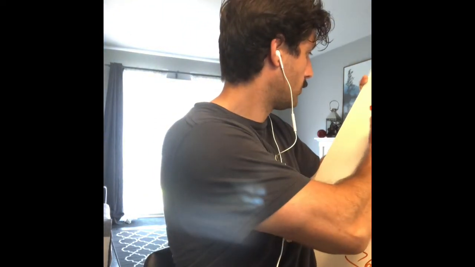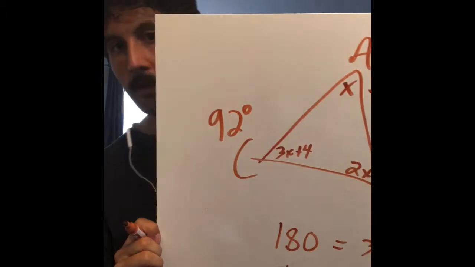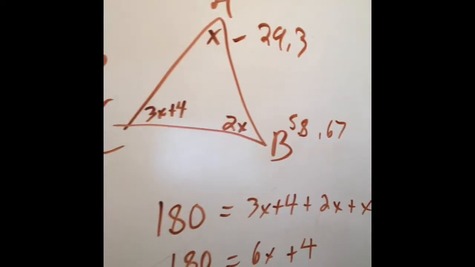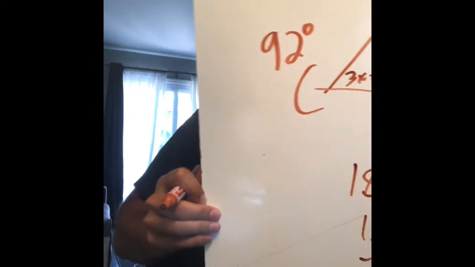That's 58.67. And then the last one is times 3 plus 4. So that's 92. So there we go: 92 degrees, 29.3, and 58.67. There's the 92. So that takes care of the first major section.